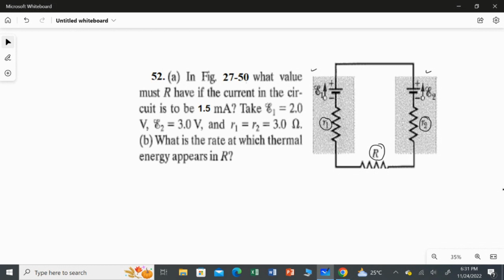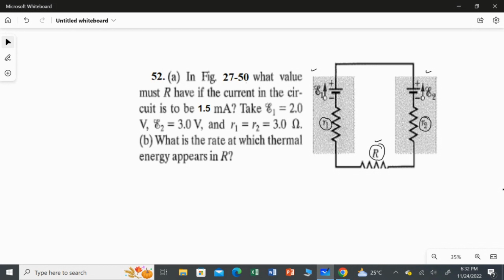Actually this question has two subdivisions. In the first part, we are going to find the value of R, and in the second part, we are going to calculate the power. So we just go one by one. First of all, we have to see the value of the EMF. So what is the value of the EMF?